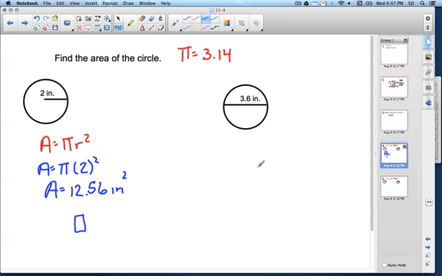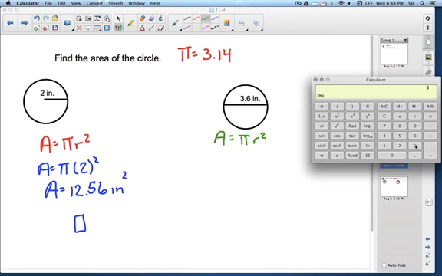Let's take a look at this second example. The second example gives us a diameter, because the line goes all the way across the circle. So that means that this number right here, 3.6, isn't what we're actually going to put into the formula. A equals pi r squared. We need to change this number from the diameter to the radius. So that means we need to take this number and divide it by 2, because remember, the diameter is twice as long as the radius. So you put 3.6 into your calculator and divide that by 2, and you get 1.8.